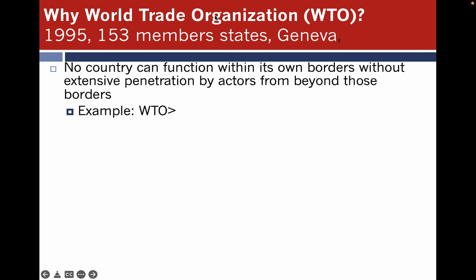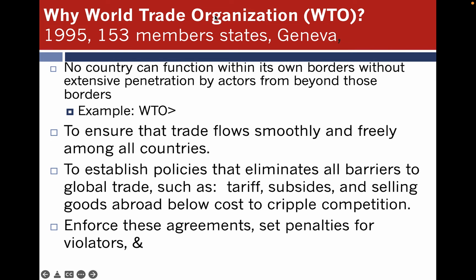All right. So, why world trade? We hear about the WTO and some of the things that evolved out of the World Trade Organization. It's a relatively new organization that started in 1995, and it regulates and facilitates international trade between governments, using a certain type of rules and regulations so trade can flow freely, eliminating all barriers to trade, such as a tariff, which is a tax on imports, subsidies, and selling goods abroad at costs that cripple competition.